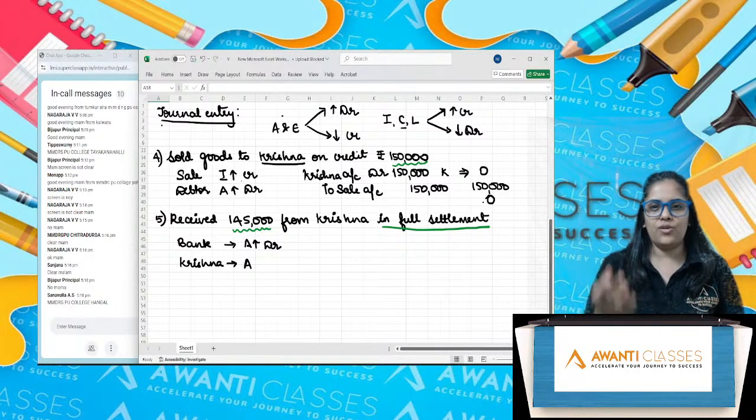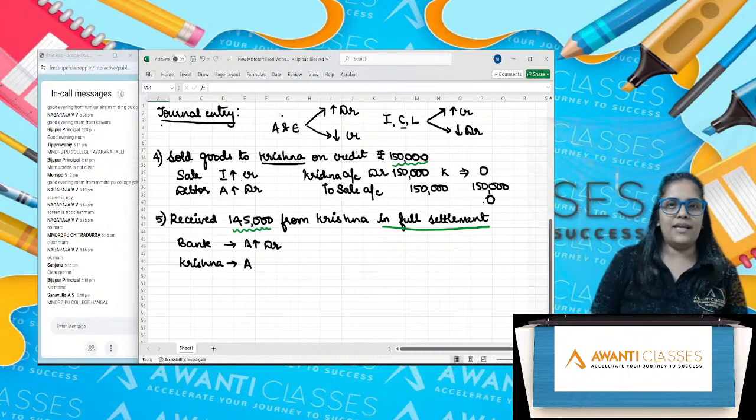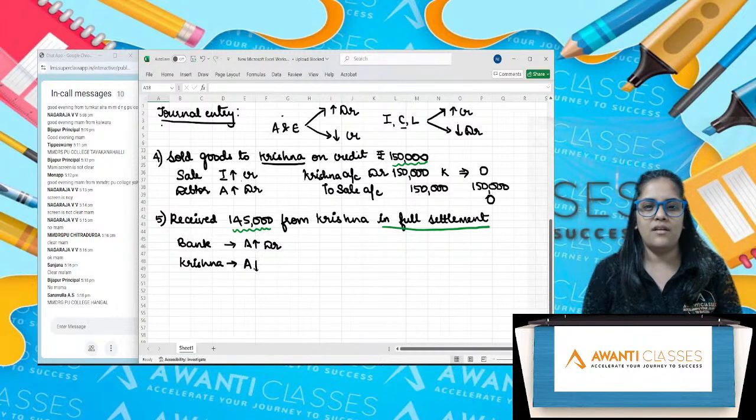He's paying this, right? So from 1,50,000, he is becoming zero again. So Krishna's balance will decrease. So the asset will decrease. Therefore, credit. Okay. Now pay attention. Very important journal entry.